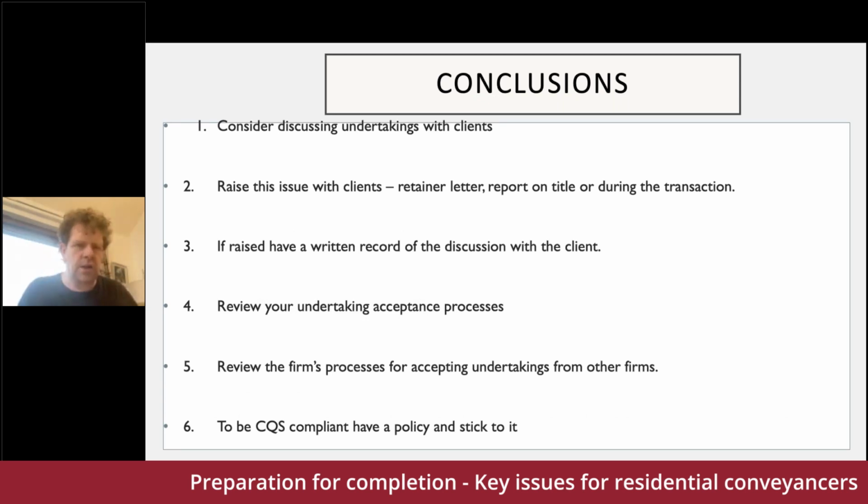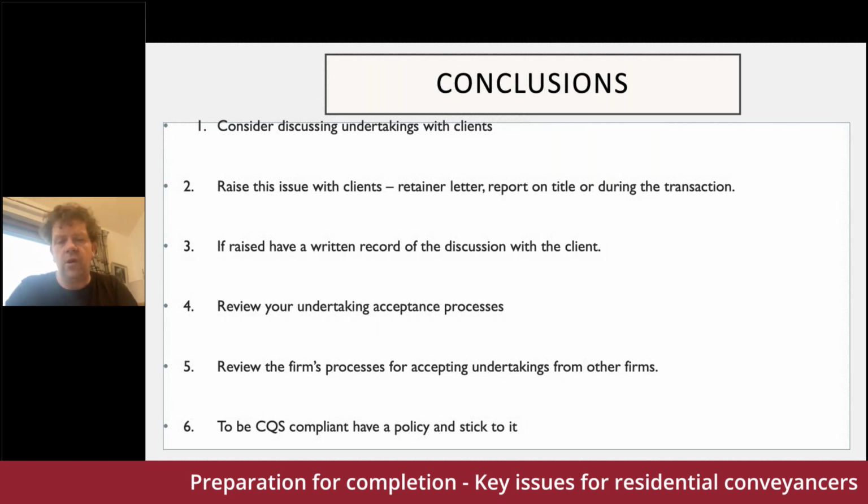So, conclusions with regard to undertakings: consider discussing undertakings with clients. Raise issues with clients at the start of the instructions. Explain to clients as part of the conveyancing process the fact that undertakings will be provided, what the undertakings will do, and what the consequences are if an undertaking is breached. Make sure that you understand and appreciate that all clients are not the same. They will have different attitudes towards risk, different levels of understanding. So where we're providing explanation to clients, it's important that we challenge and question the client's levels of understanding with regard to the information provided.